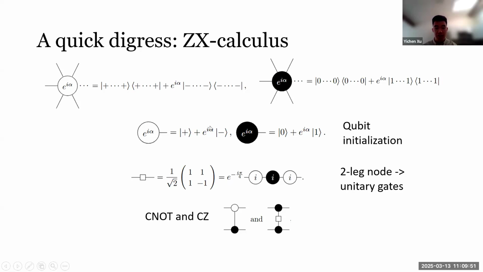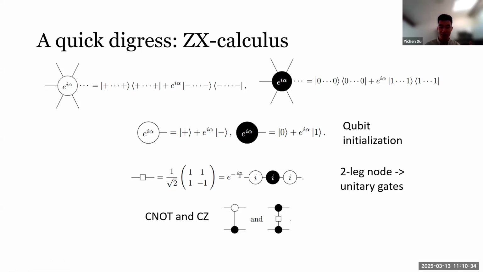The convention goes with any number of legs, but it's special when you have one leg. If you only have one leg on these spiders, we call it a node. A single-leg node describes initialization of a qubit, or projectively measuring it in that basis and getting this outcome. So a single-leg X node is x equal to 1, plus e to the i alpha, x equal to -1. If alpha is 0, we don't usually write the phase; we just write the white node, which is actually plus plus minus, a basis of 0.